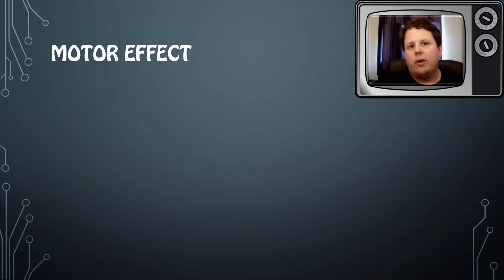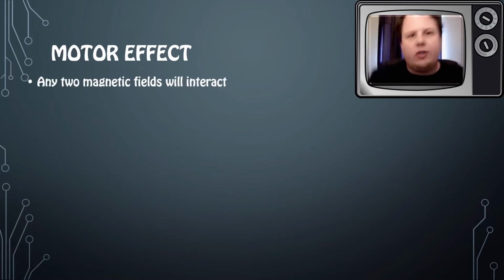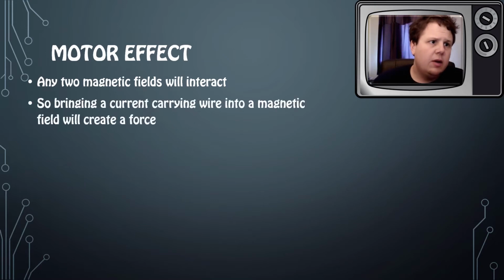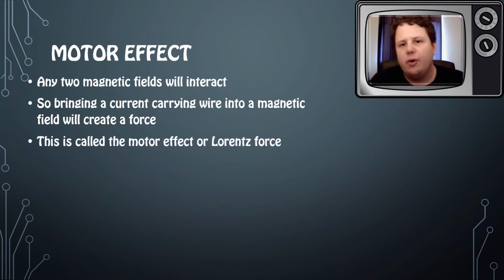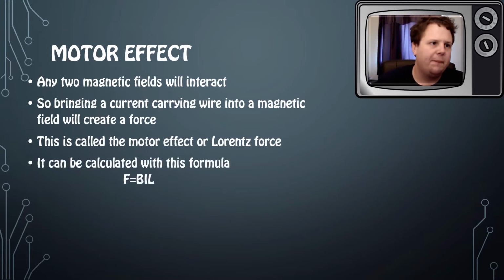Okay, so the motor effect then. Now if you have 2 magnetic fields, they interact. Hopefully you're well aware, north and north repel, south and south repel, and opposites attract. So a current carrying wire has a magnetic field. So if you bring it inside another magnetic field, you're going to create a force. We call this the motor effect. It's also called the Lorentz force as well.